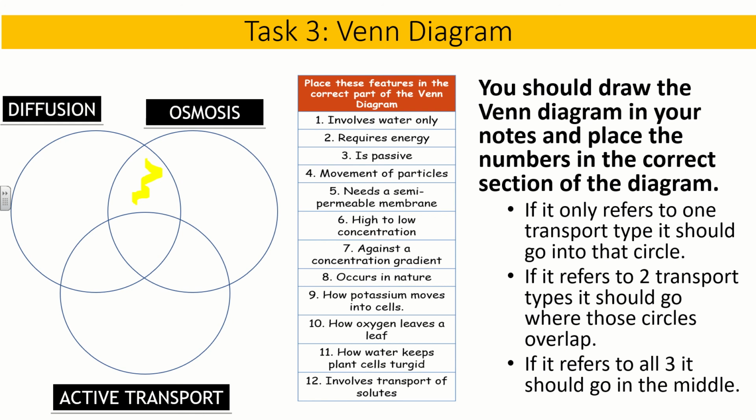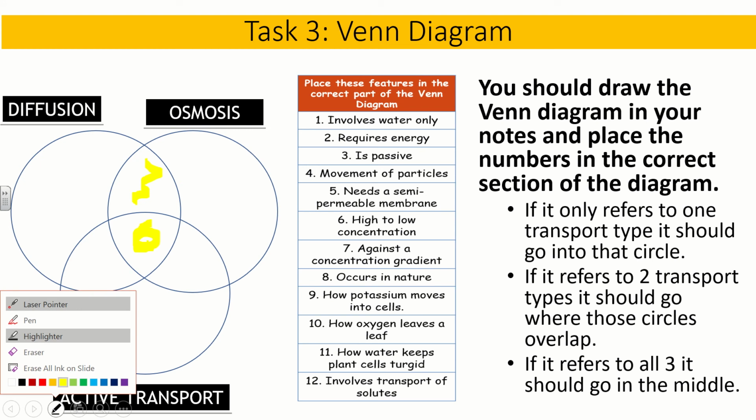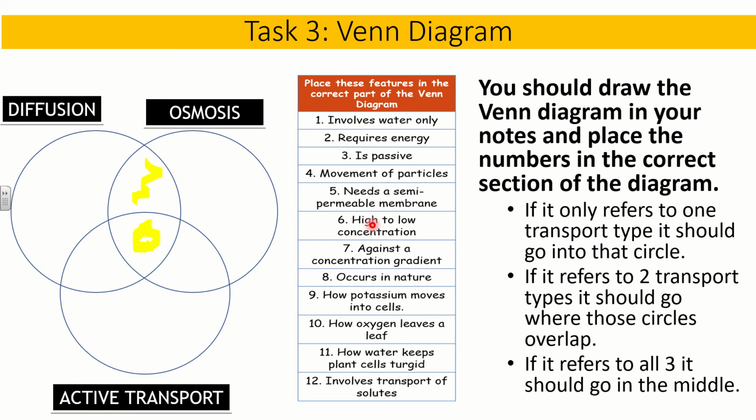If one of the statements applies to all 3 types of transport, then you would put it in this middle section here. You might have to draw this quite big, so I would take a full page of your jotter at least, so that you have enough room to fill the Venn diagram in. Another good way to do it would just be to draw the Venn diagram, but also copy this table here. Therefore, you could just put the numbers in your Venn diagram, and it might look a bit neater than trying to fit all of this into the Venn diagram.